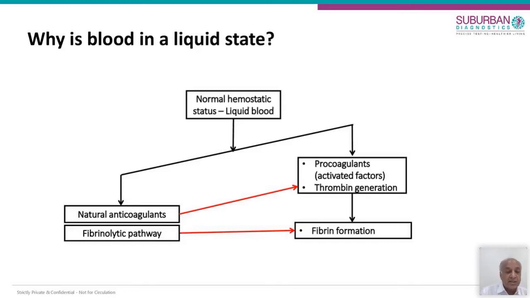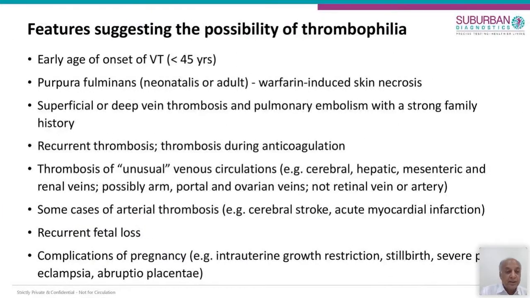So this is the same thing in a diagrammatic manner, and this is something which we have to keep in mind as we go along to understand the various aspects of diagnosis and management of these patients. So again, this is a very well-known slide of facts which give us the features which suggest the possibility of thrombophilia in a patient with venous thrombosis or deep vein thrombosis.